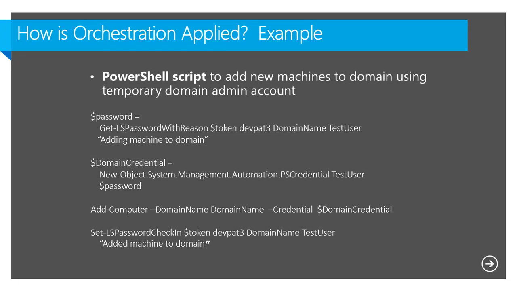So what the first API does is it goes to our product and it says, get LS password with reason. This is an interesting concept. You actually have to have a reason for getting a password for the administrator account of the domain. So there's the reason, adding machine to domain. The next thing is to go and create an object in PowerShell. So this is native PowerShell. What it does, it takes the account and takes the password we just gave it, creates a domain credential object. The third line goes ahead and adds a computer to the domain using the domain credential object.